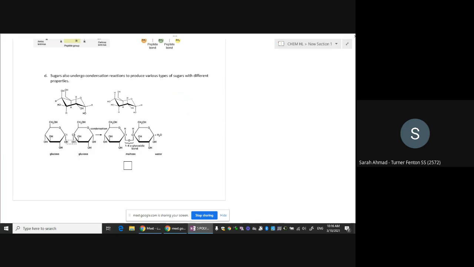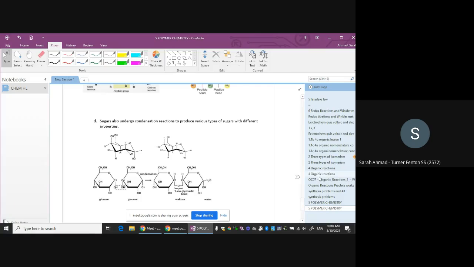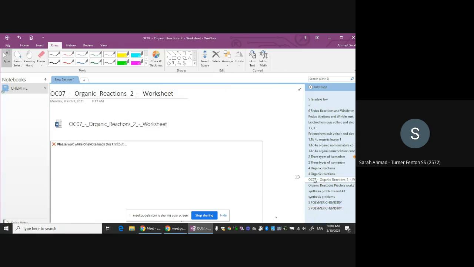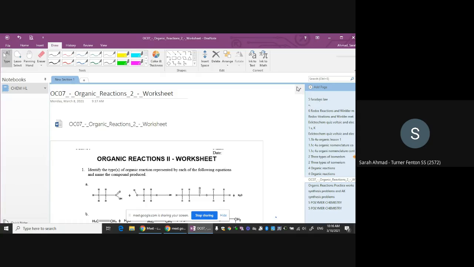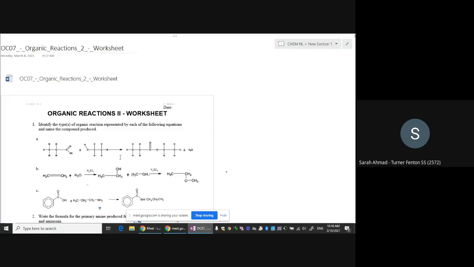Any questions today on polymerization? All right. So I have this worksheet, and it focuses more on condensation and hydrolysis reactions. I'll do a couple of examples with you, and then we're going to move on to synthesis reactions.